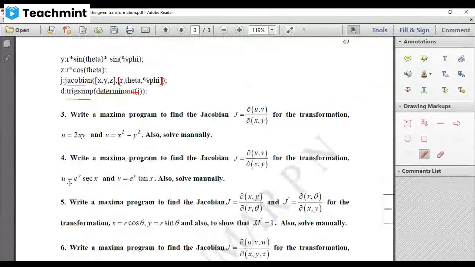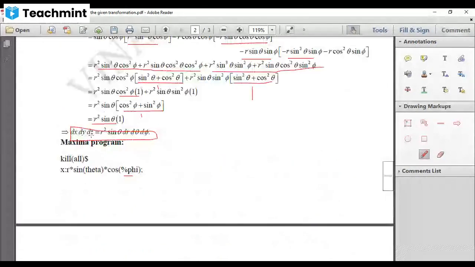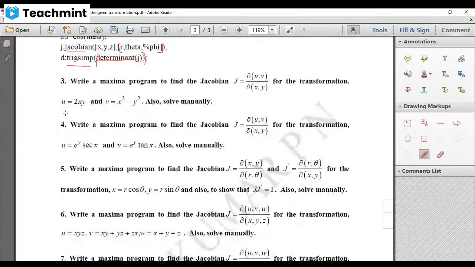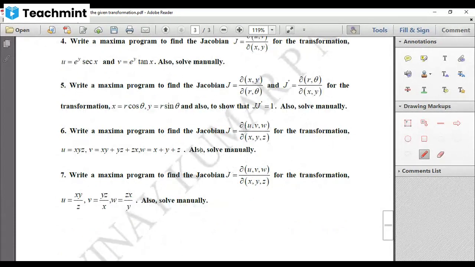If you give trigsimp of this determinant, then it simplifies this determinant, right? Because it involves trigonometric functions, you have to use trigsimp. If it is involving only rational functions, then we have to use ratsimp. Depending on the answer, you need to use judiciously whether you want to use trigsimp or ratsimp. Now, I've given a few more problems. You write the Maxima program and also solve them manually, depending on the requirement, and write them as an assignment.